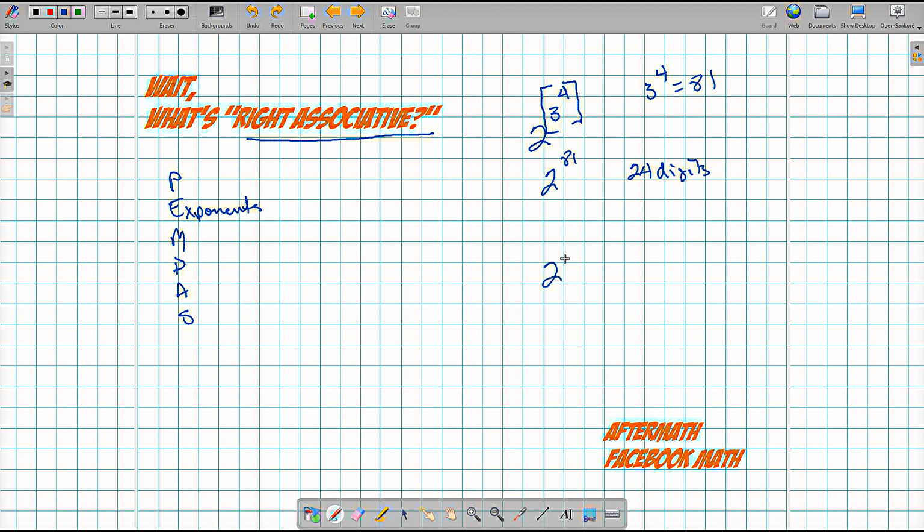As opposed to if I was dealing with 2 cubed to the 4th, which would really be 8 to the 4th, which is only 4,096. So the question is, am I dealing with a number that's 24 digits long, or am I dealing with 4,096? But this is a situation where mathematically we're supposed to go from right to left. Lots of confusing things here.